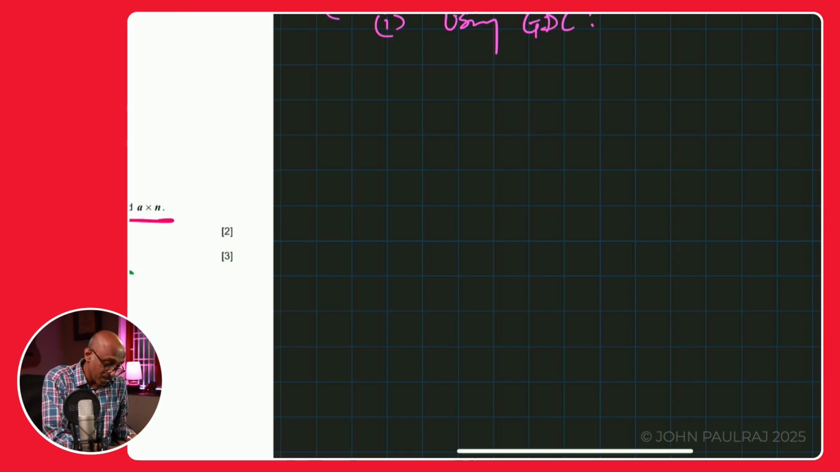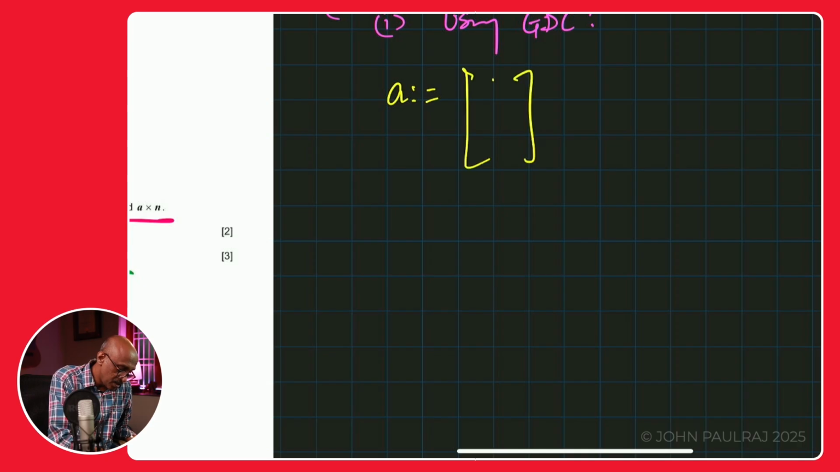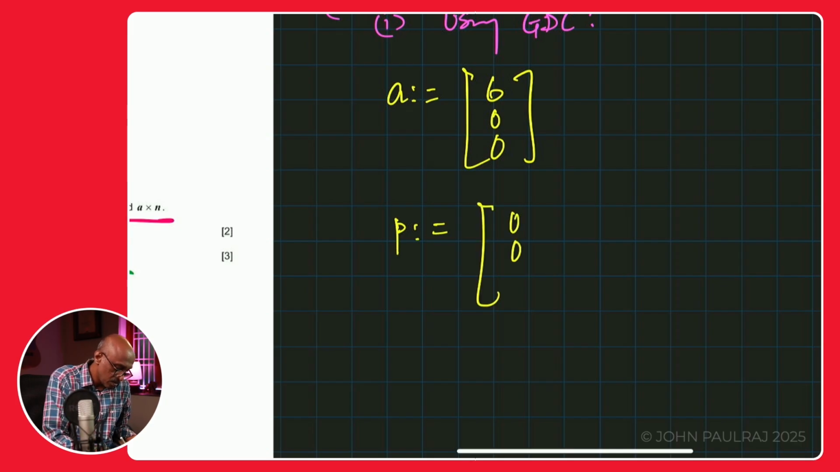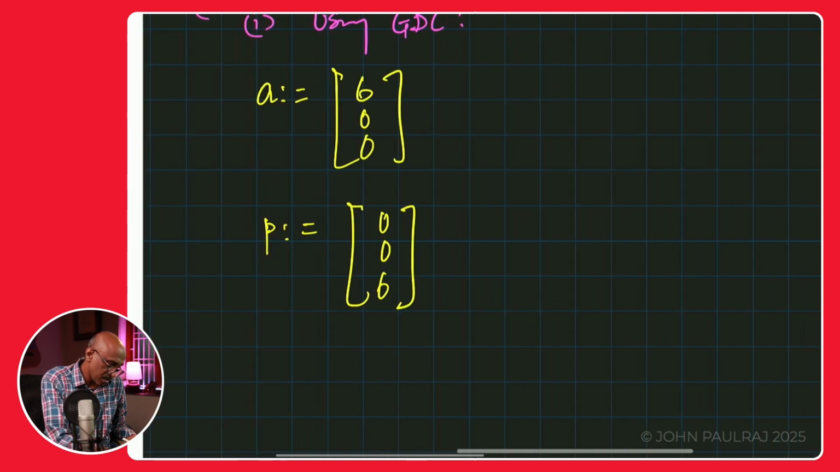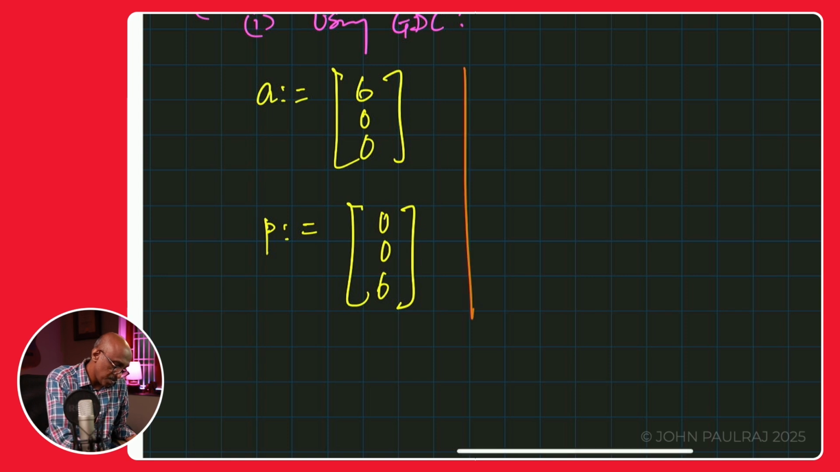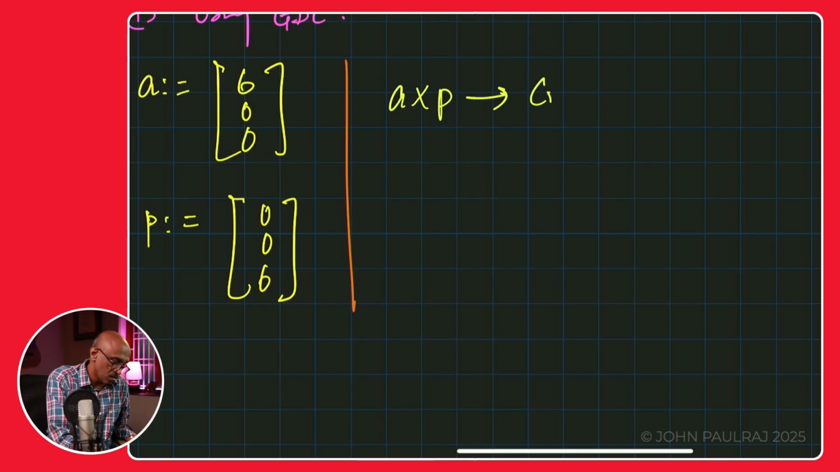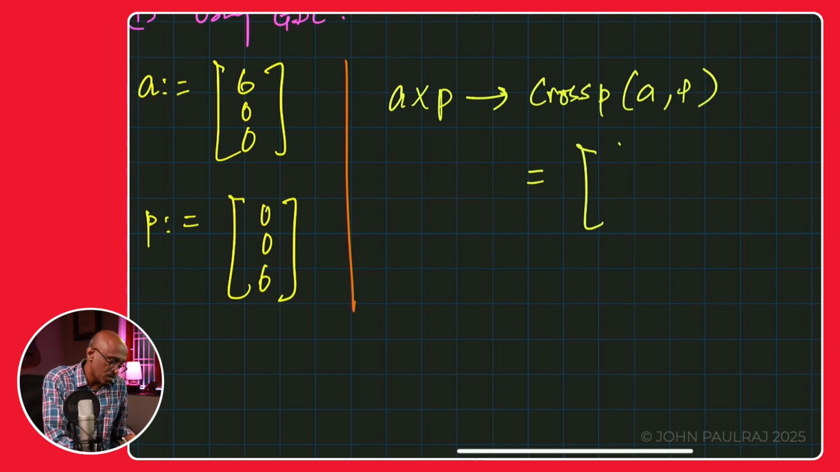We'll show that we've defined A as the vector 600, and P as the vector 006. We want to find A cross P, and therefore A cross P on the calculator is defined as cross. You can tell the examiner that that was the syntax I used, and that gave me the vector 0, negative 36, and 0. That is A cross P.